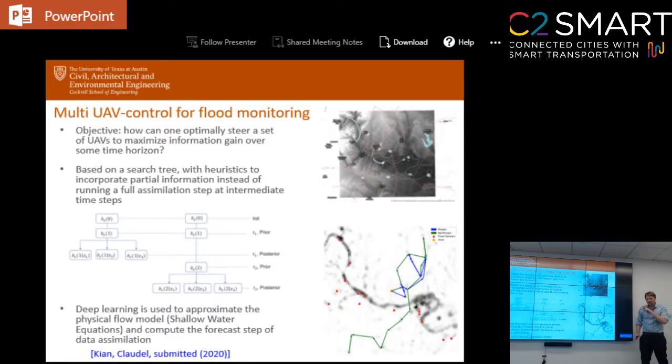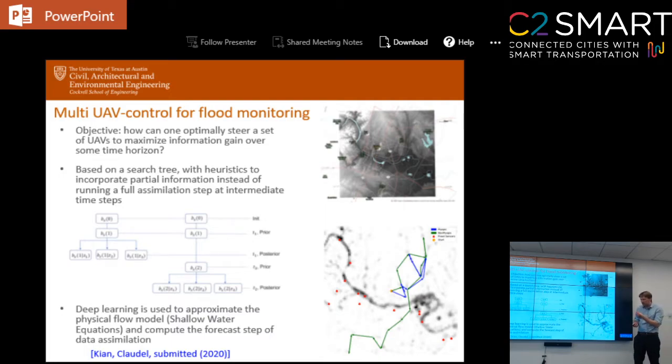We are also interested in distributed parameter systems and multi-agent path planning. This is some work with my student Kuhn. For this project, our goal is to optimally steer UAVs from some starting locations to cover some area. Here we are interested in flood monitoring. This is the map of Austin, and this is the corresponding digitized map. In this framework, we start from specific locations and maximize the gain of information that we can get over some time horizon.